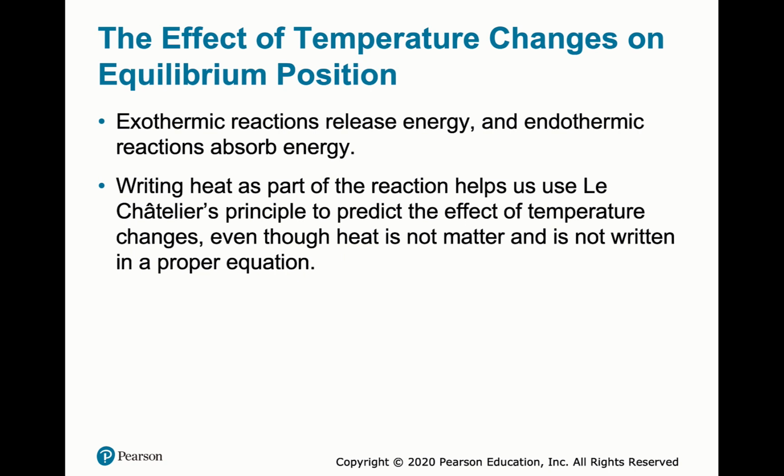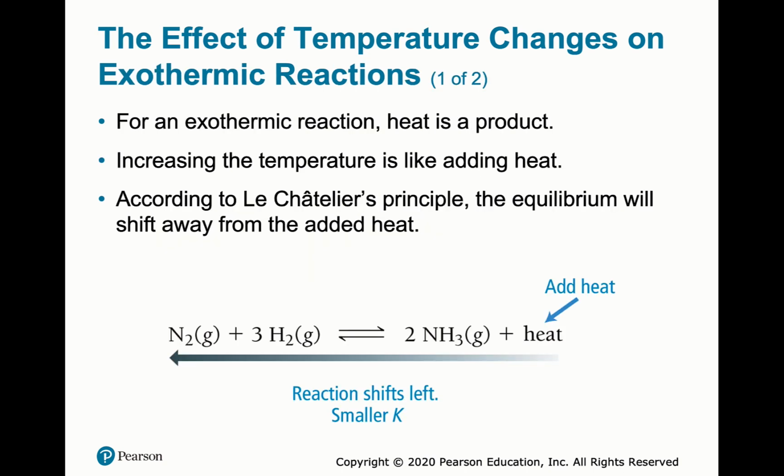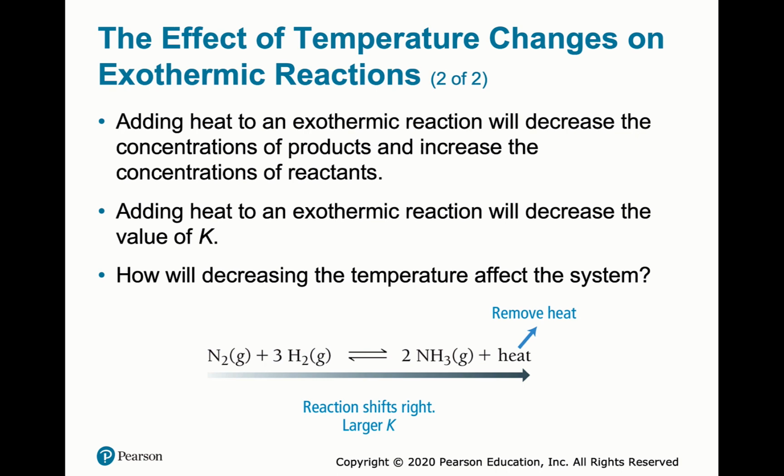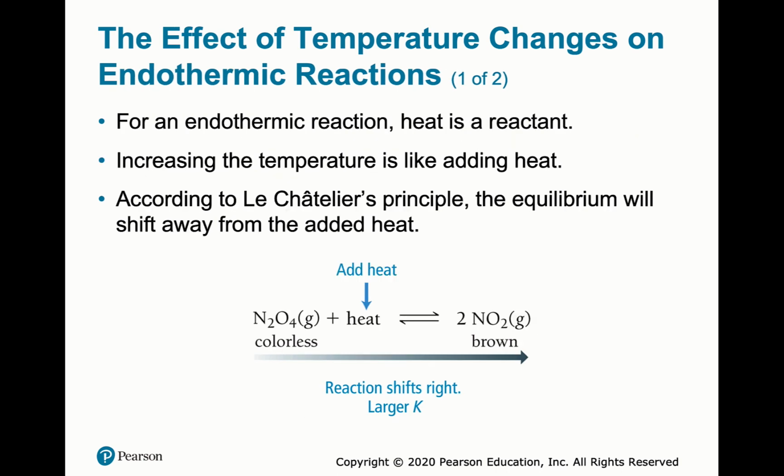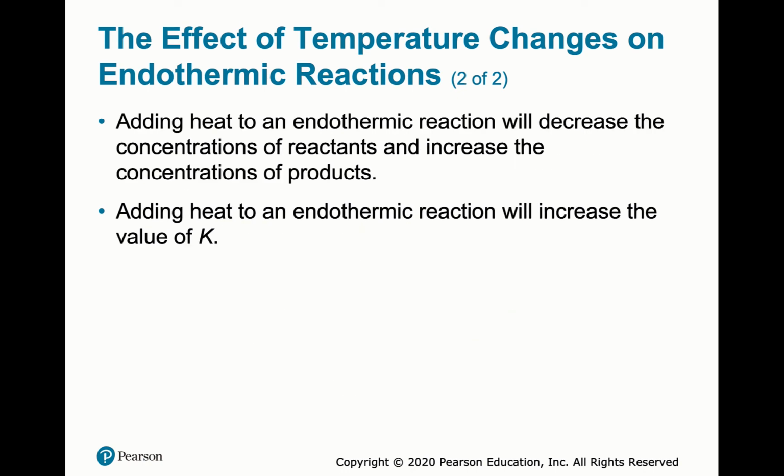For an endothermic reaction, heat is a reactant. So adding heat, like adding a reactant, will shift it to the right towards the products. Just treat the heat like a product or reactant. Adding heat, you shift away from it, and if you take heat away, you shift towards whichever side has the heat. Just pretend it's a reactant or product and apply it in that regard.